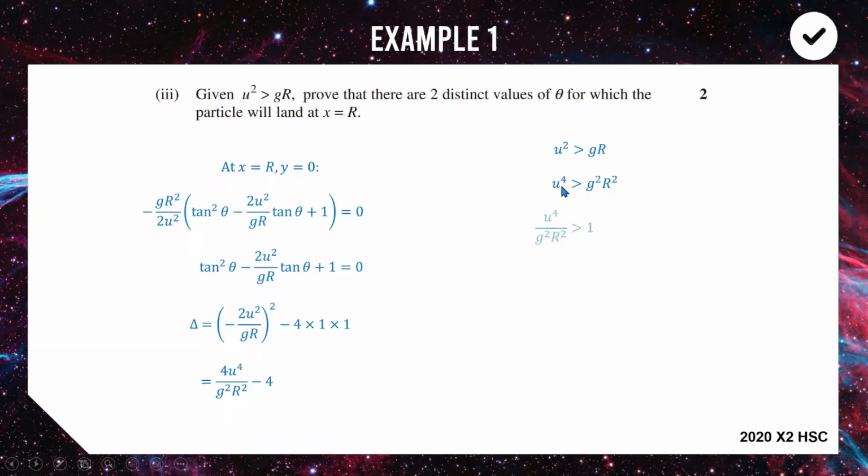Okay, so that means that if we divide both sides by g squared r squared, we get greater than 1. And now we'll multiply both sides by 4. And now we'll bring the 4 across. And what do you know? 4u to the 4 over g squared r squared minus 4 is bigger than 0, which means our discriminant is positive, which means that our quadratic has 2 distinct solutions for theta. So we have done the question for 2 marks. Beautiful.